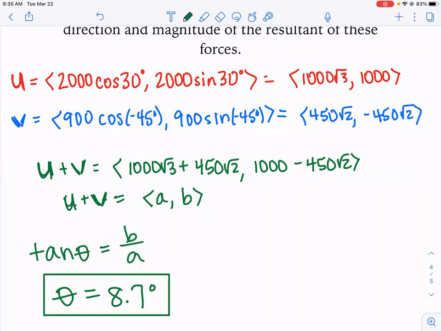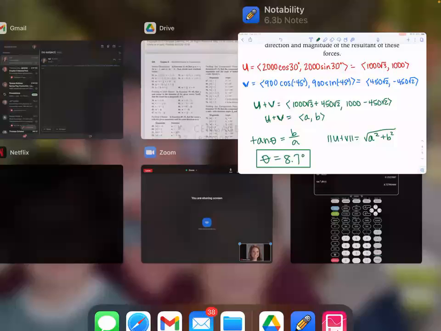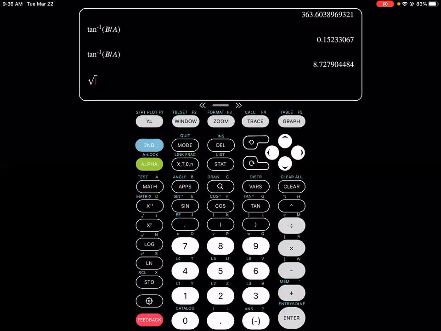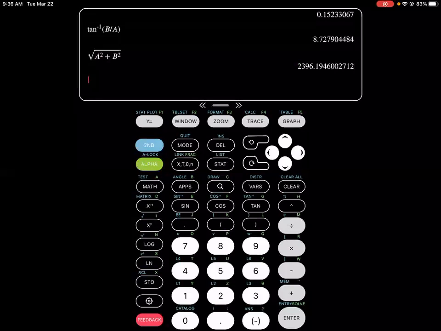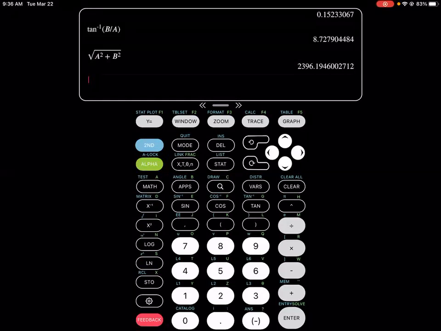Okay, we know that the magnitude of our vector is the square root of a squared plus b squared. So in our calculator, we can take the square root of alpha a squared plus alpha b squared. Boom. And we don't have to worry about typing all of those crazy long decimals in.